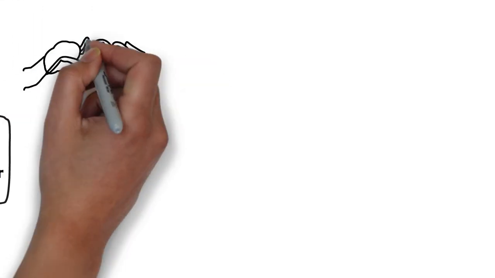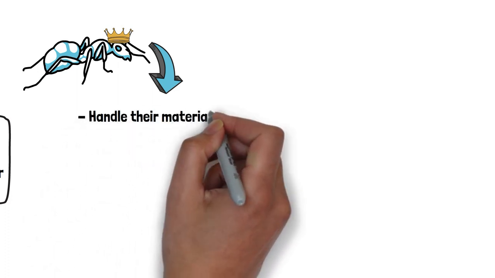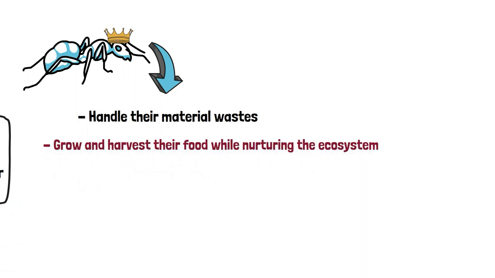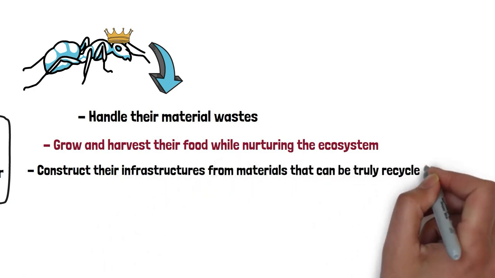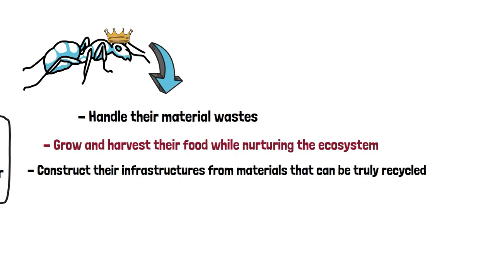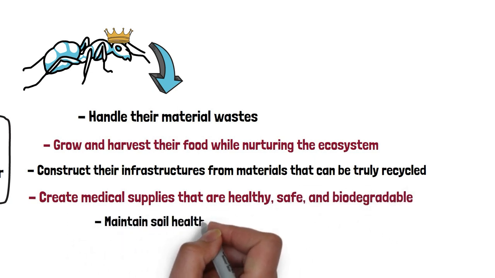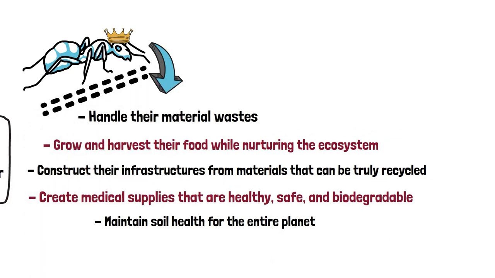Another great example is a community of ants. As a part of their daily activity, they safely and effectively handle their material waste and that of other species, grow and harvest their food while nurturing the ecosystem of which they are a part, construct houses, farms, dumps, cemeteries, living quarters, and food storage facilities from materials that can be truly recycled, create disinfectants and medicines that are healthy, safe, and biodegradable, and maintain soil health for the entire planet. Ants are a good example of a population whose density and productiveness are not a problem for the rest of the world, because everything they make and use returns to the cradle-to-cradle cycles of nature. Like the cherry tree, they make the world a better place.